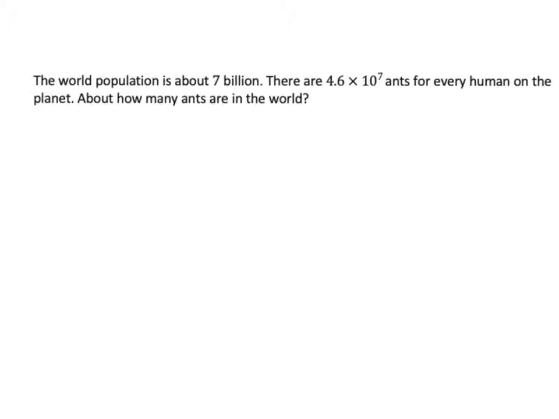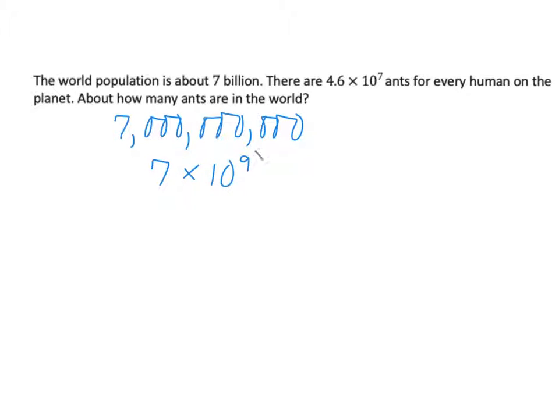Let's look at 2 application questions. The world population is about 7 billion, so I'm going to write that in standard form so I have a sense of what that looks like. And there are 4.6 times 10 to the 7th ants for every human on the planet. About how many ants are in the world? That's a lot. All right, so I have 7 times 10 to the 9th people, and then if there's 4.6 times 10 to the 7th ants for every 1 human, I'm going to multiply these, the amount of humans times the ants, to see how many ants are in the world.